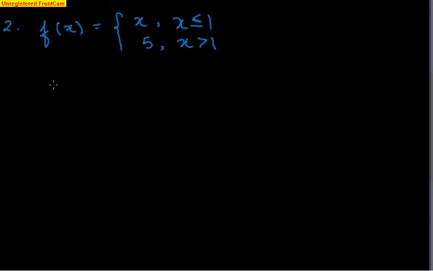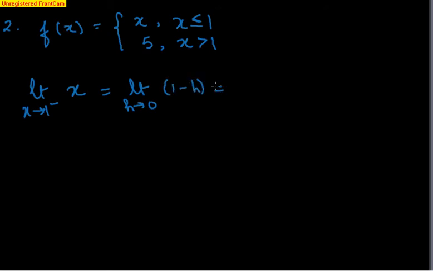Now my second question is f(x), when f(x) is x when x is less than equal to 1, and it is 5 when x is greater than 1. We check the continuity of this function. Because there are two functions, we take first the limit x tending to 1 minus. Because the limit is tending to 1 minus, the function taken will be for x less than equal to 1, which is x. Now limit h tending to 0, 1 minus h.